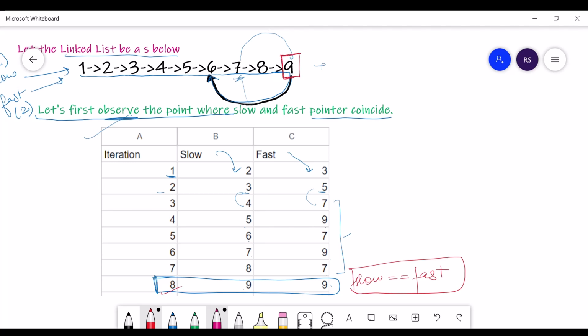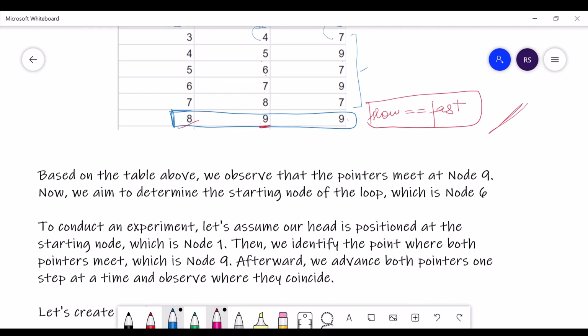So what we have got over here is a node where both the slow and fast pointers coincide, which is node 9. Till now we have a reference of a node where both coincide, but our target is to return node 6, which is the starting point of the loop. Based on the above table, we can prove that the slow and fast pointers meet at node 9 at the 8th iteration. Now, we aim to determine the starting node of the loop, which is node 6.